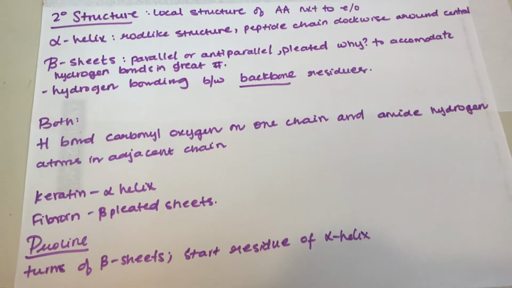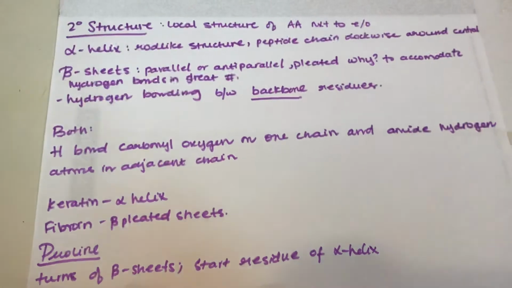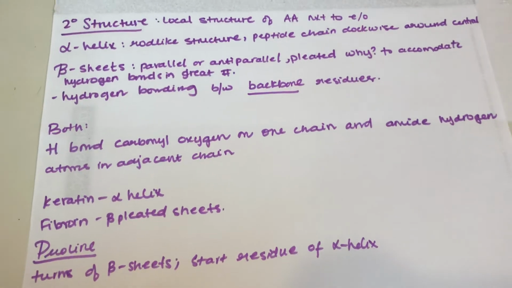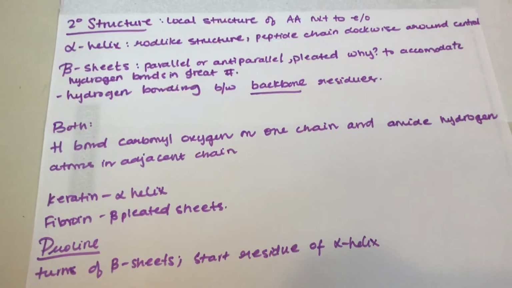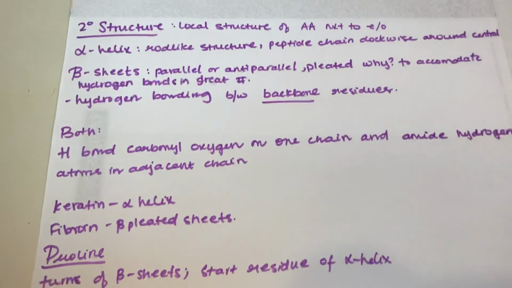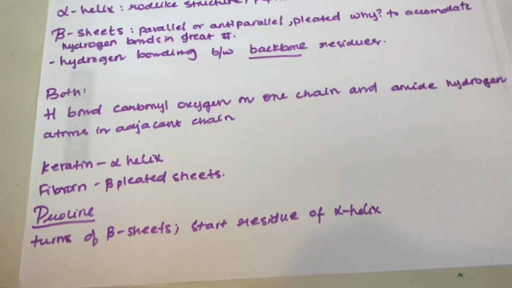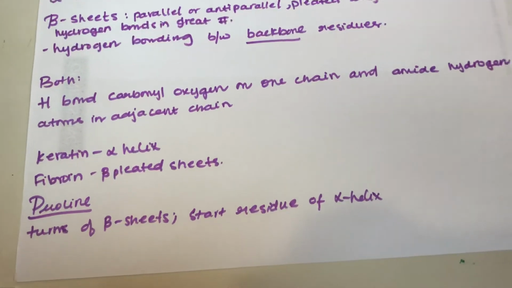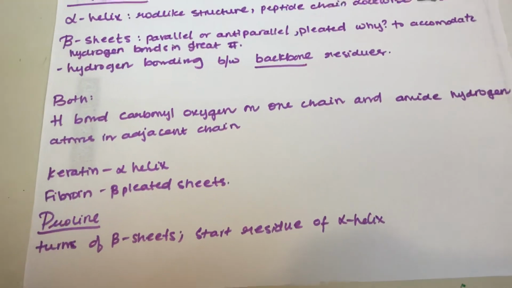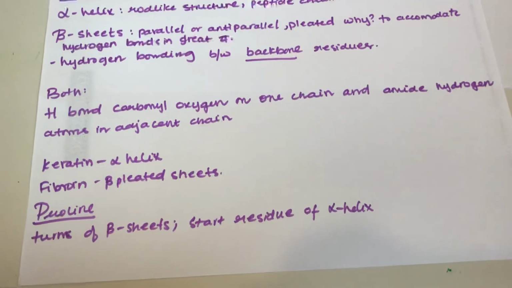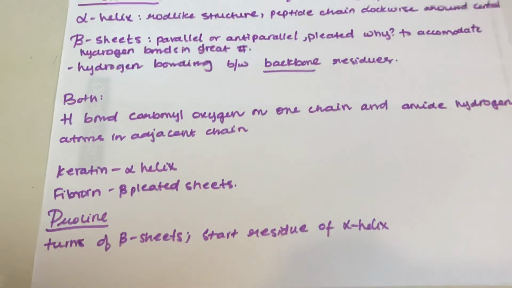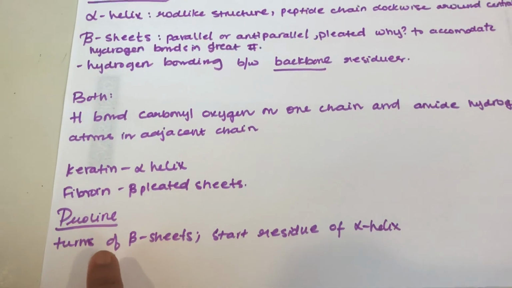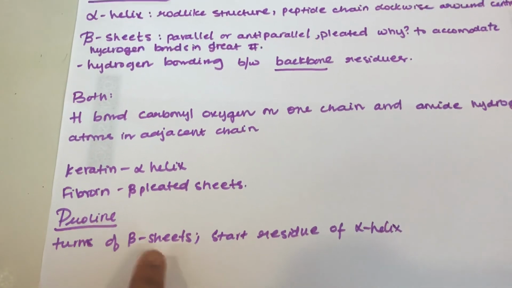In alpha helices, it's important to note that the inside is called the helix core, and you will not find any R groups in that helix core. They will be pointing outward from the helix core. Proline is not usually found in alpha helices, but if it is, it's usually found at the end or at the beginning as a residue. Proline is flexible, so you would mostly find it in the turns of beta sheets.